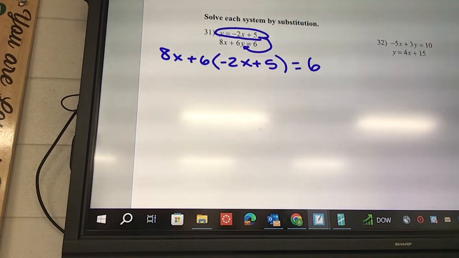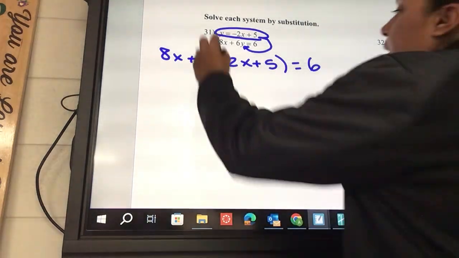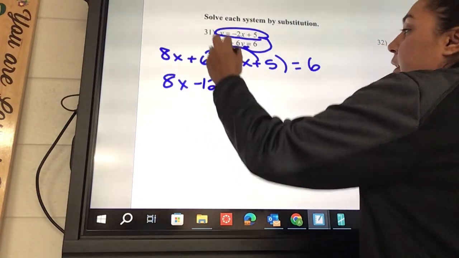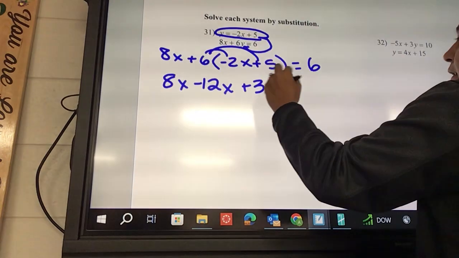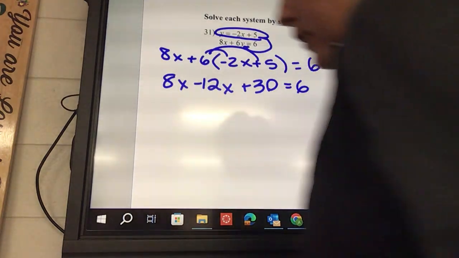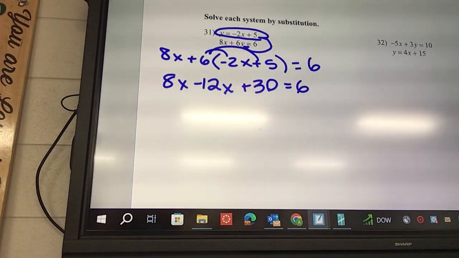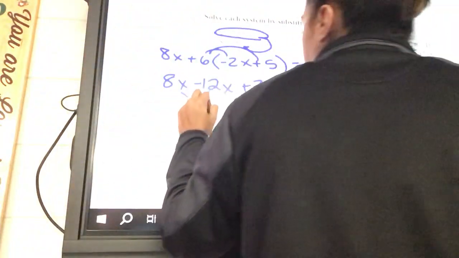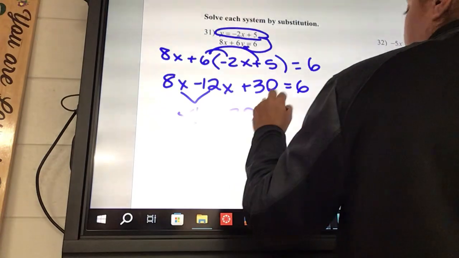Okay, and then what's our next step? Oh, that's when you multiply the parentheses. Yep. Okay, so we're going to get 8x. 6 times negative 2 is going to be negative 12x. 6 times 5 is going to be 30, equals 6. And then what? Combine like terms. What can we combine? The x's. Yep, and so that's going to give me negative 4x plus 30 equals 6.